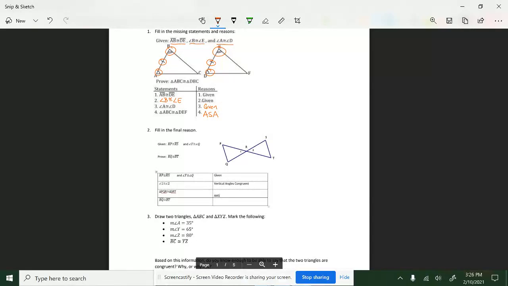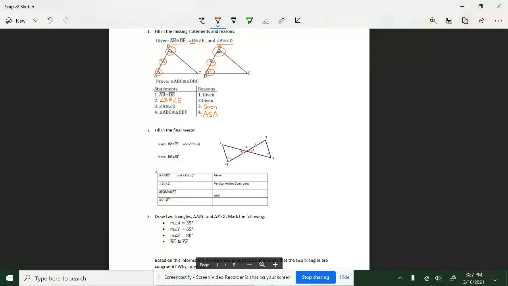Number 2, most of the work is done for us. We just have to fill in the last reason. So it tells us these 2 sides are congruent, RP and RS. It tells us angle T and angle Q are congruent. And both of those things are listed in the first step as given. The second step tells us that these 2 angles in the middle, angle 1 and angle 2, have to be congruent because they're vertical angles, and we know vertical angles are always equal to each other.